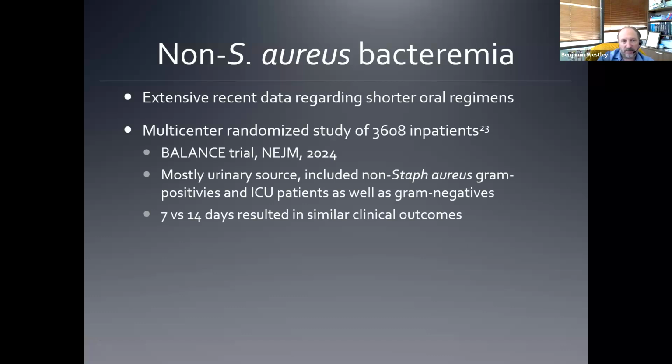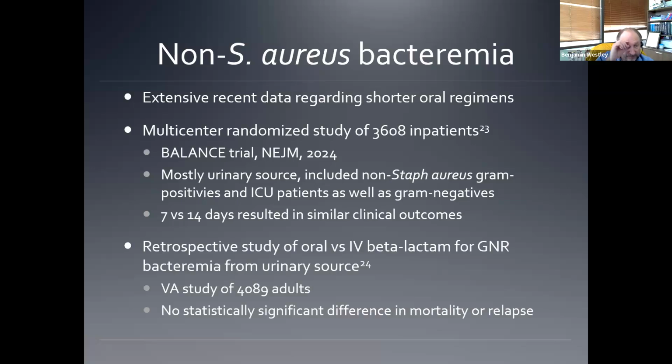So these studies were sick. Many of these patients were ICU level sick, but they had non-Staph aureus gram-positive, such as pneumococcus or beta hemolytic strep, and they had gram-negative, such as you see with pyelonephritis or biliary tract infections. And 7 versus 14 days resulted in similar clinical outcomes.